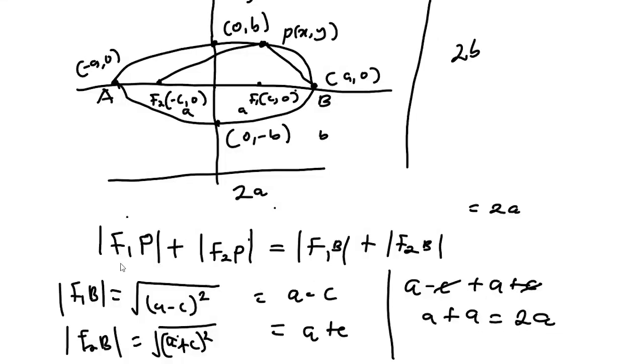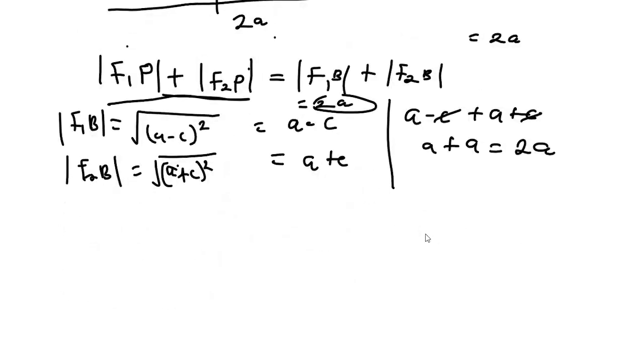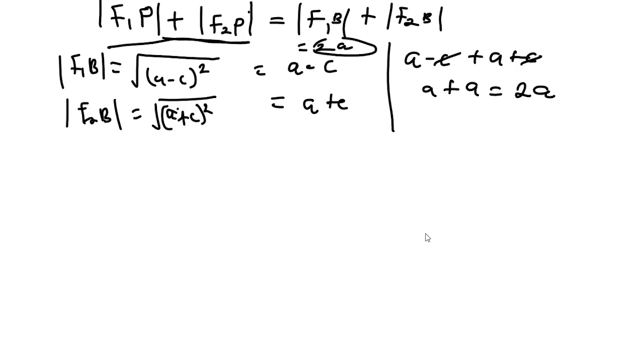So basically we can write all of this equating it to 2a. And this one is the constant that we are talking about from the definition of the ellipse. All right, so let's see. Let's continue with it.